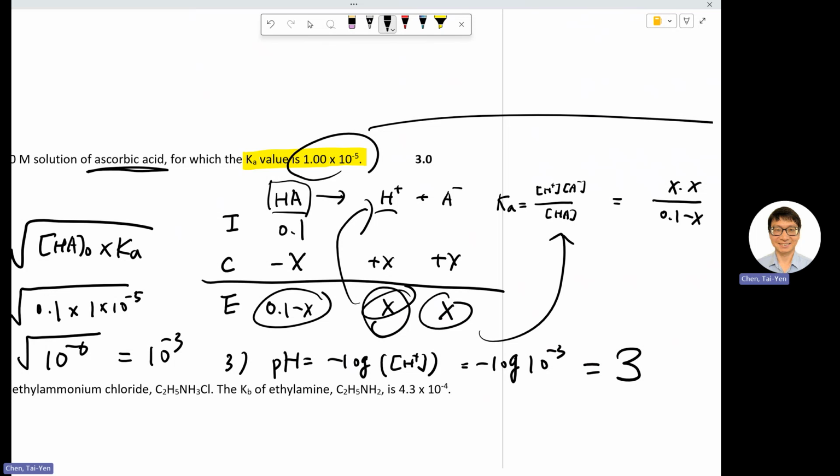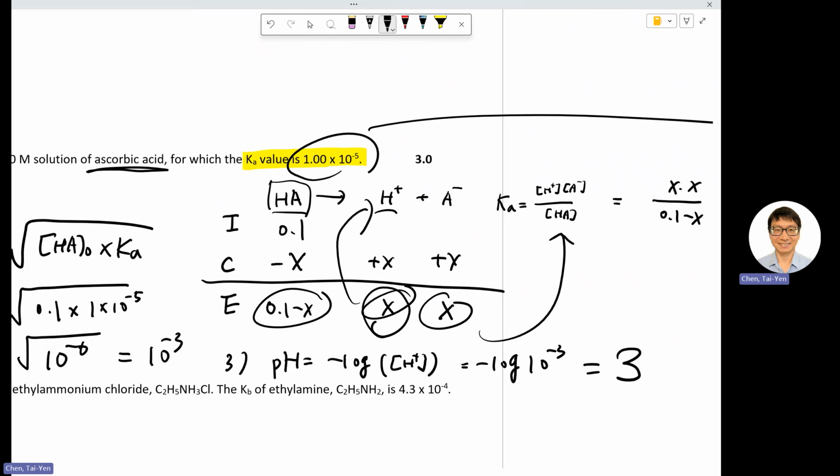So the beauty of doing all this is that you don't need to draw the ICE table anymore. The ICE table is going to slow you down so much. You don't have time. Okay, so the thing that you need to practice a lot for this chapter is really to identify what kind of solution that you have.